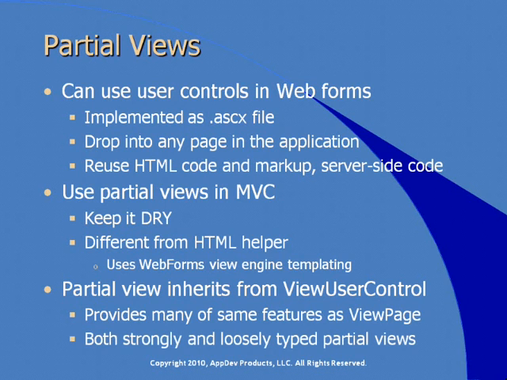Also, like a regular view, you can have strongly and loosely typed partial views. For a loosely typed view, you inherit the partial view from ViewUserControl. And for a strongly typed view, you inherit from a generic form of ViewUserControl that passes in a particular type of object. Partial views function quite effectively as reusable chunks of a single piece of a view. So let's see how this works.